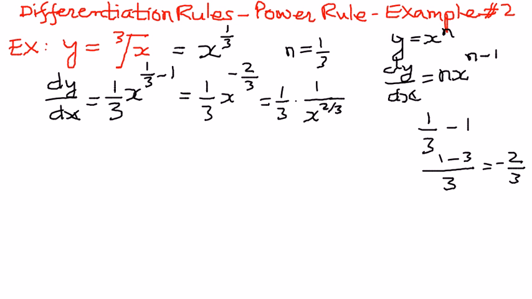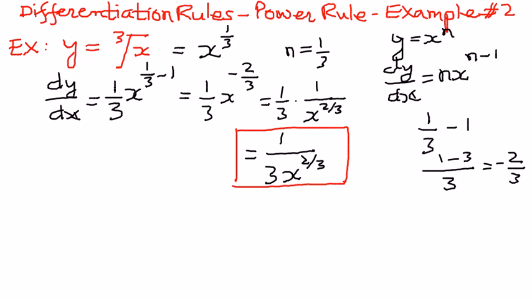We can bring the exponent to the denominator and express it as a positive exponent, and therefore we can write this as 1 divided by 3 times x to the power of 2 over 3, and that is our answer. This is where we want to leave it. This is the derivative of cube root of x.